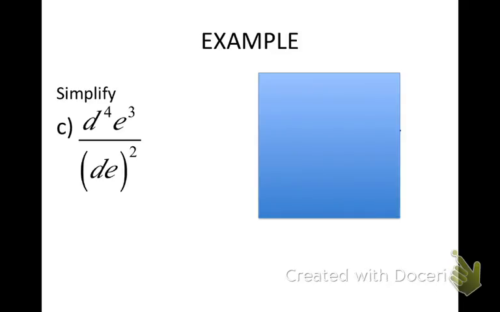Let's make it a little bit more complicated. Write it down first, please. So you've got d to the 4th, e to the 3rd in the numerator.